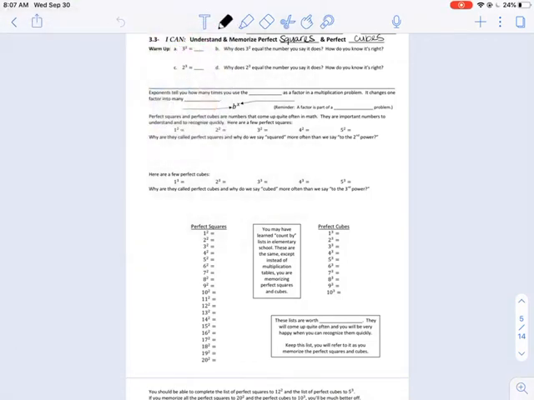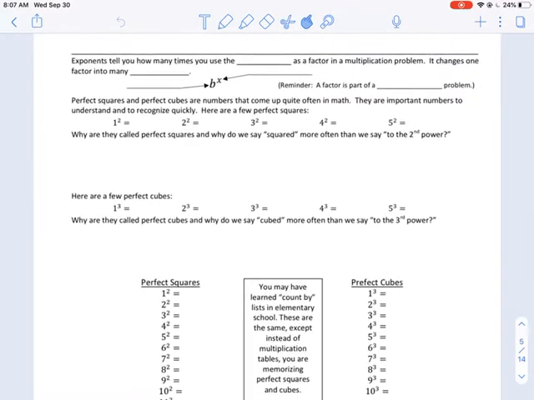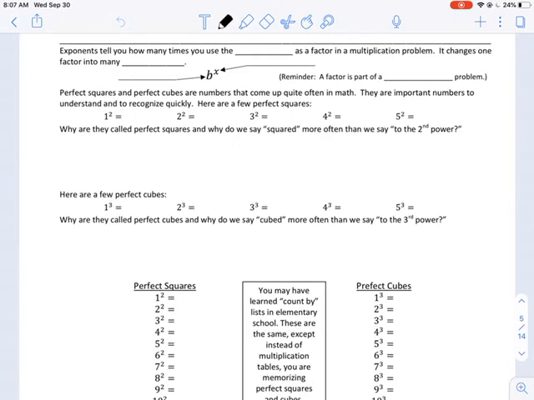All right, today we are learning about perfect squares and perfect cubes. You may have actually heard of these before, and they are special types of exponents. Exponents tell you how many times you use the base as a factor in a multiplication problem. It changes one factor into many factors.